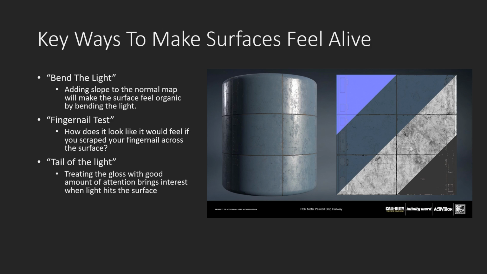And then as far as the tail of the light, I mentioned this a couple times already, but treating the gloss with a good amount of attention brings interest when the light hits the surface. Every light has a hot spot, and then as it fades off, that's the tail of the light. The more interest you have in your glossy or roughness map as that light is fading off, the more interest it brings. If you want a really weathered surface, you're going to want a lot of information in your gloss. You can see there's a lot of variation in here from gray to light to dark. And as far as the albedos go, you want to keep eye rest when the light is not hitting the surface, so you want really simple albedos with flat colors.